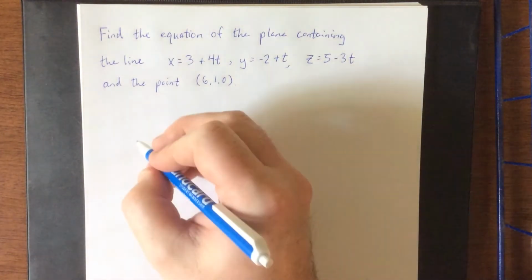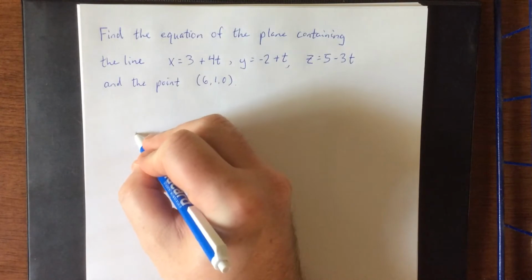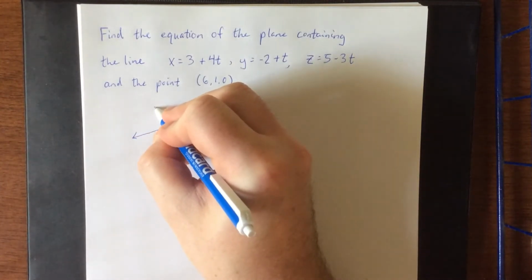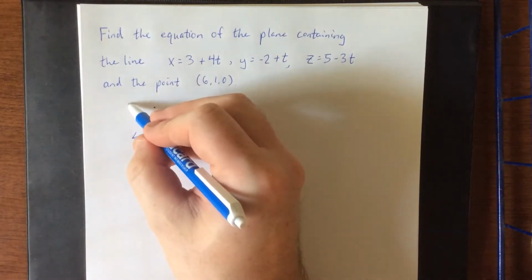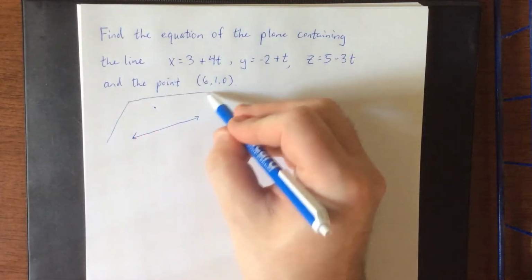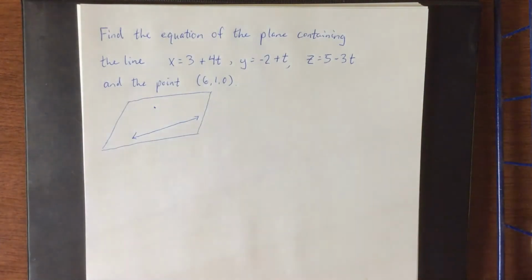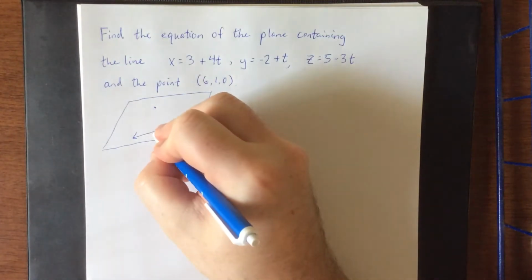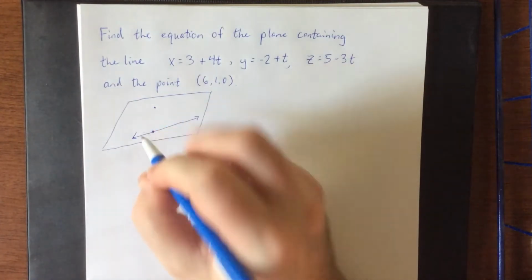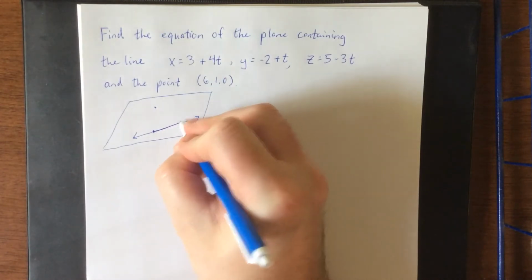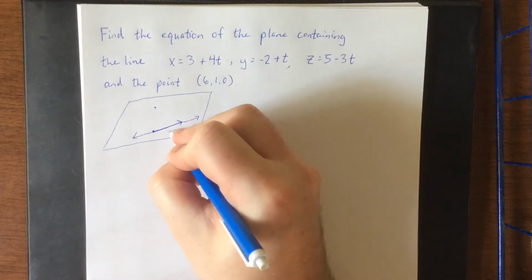So I wanted to talk about what the strategy is going to be when you have the equation of a line as well as a point out in three-dimensional space, and you are looking for the plane that contains both of these things. What we're going to try to do is determine a point on the line and use the direction vector for the line as a vector that is contained within the plane.